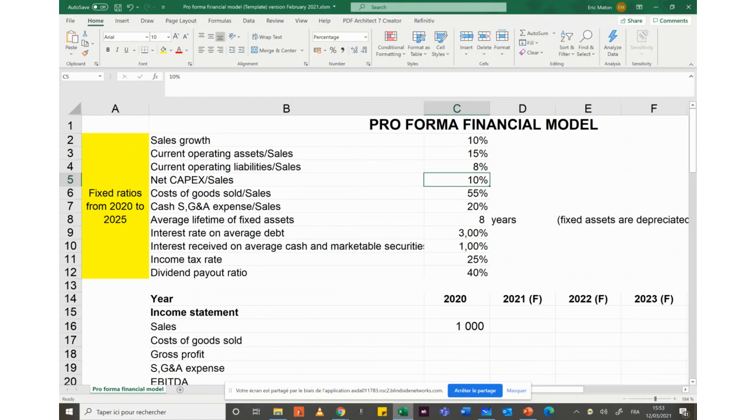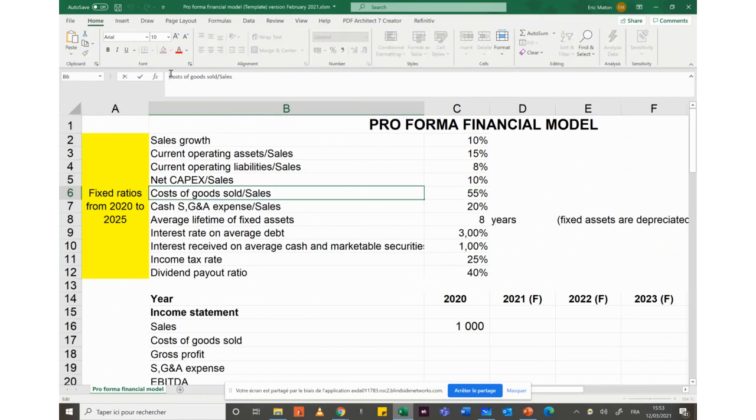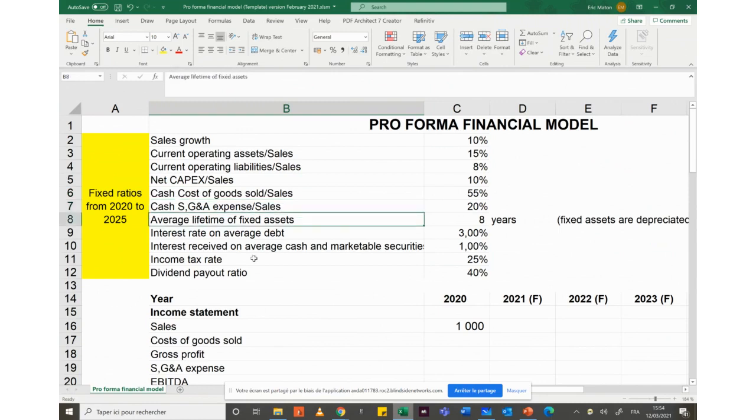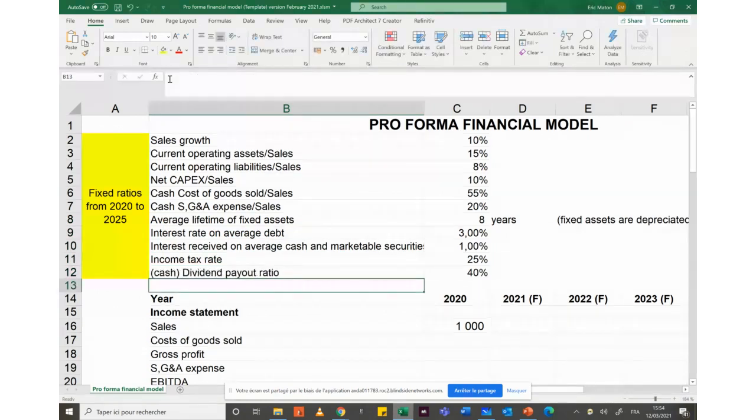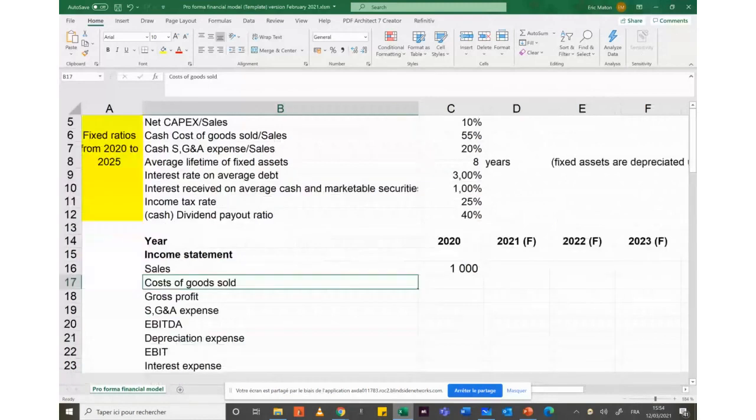We have the cash cost of goods sold in percentage of the sales. We have the cash SG&A expense in function of the sales. We have the average lifetime of fixed assets. We have the interest rate on average debt, interest received on financial assets, income tax rate, and dividend payout ratio. It's a cash dividend, of course, cash dividend payout ratio. All these ratios, now we can create the P&L forecast and the balance sheet forecast.